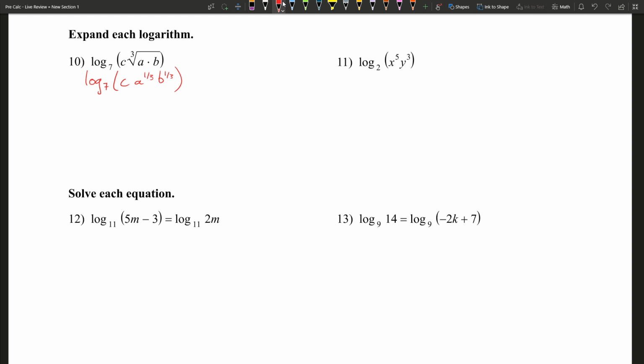we have the product of 2 things, or 3 things. So we have the product of A to the 3rd, B to the 3rd, and C. So we can rewrite that as the sum of different logs with C, A, and B in them. So we can rewrite this as log base 7 of C plus log base 7 of A to the 1/3 plus log base 7 of B to the 1/3.